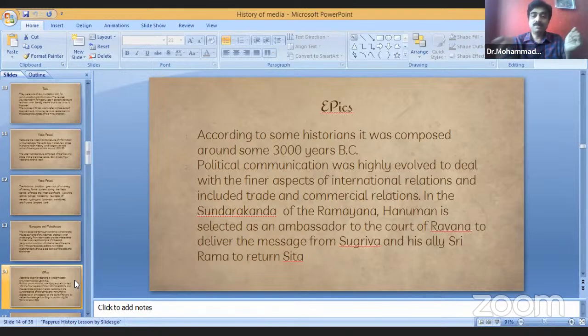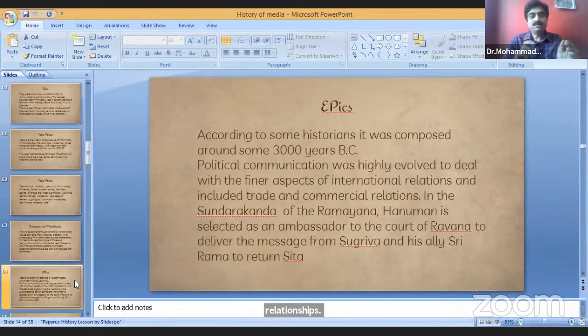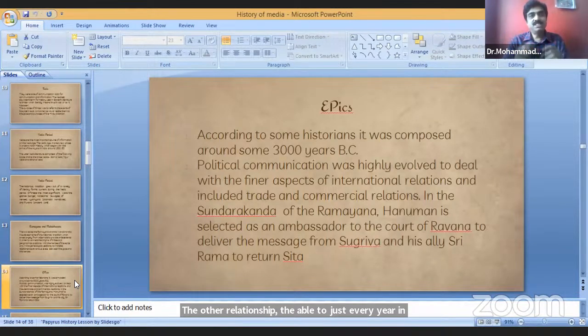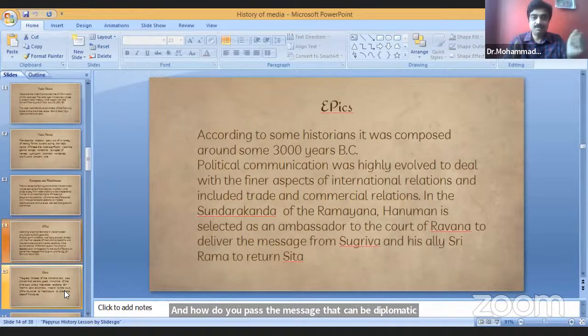It shows the kind of diplomatic relationship with other countries and regions, and the way it establishes political and international relationships. The Sundara Kanda specifically mentions how Hanuman took the message, how he reached Ravana, and how he passed the message. That is how diplomatic interrelations can be established.